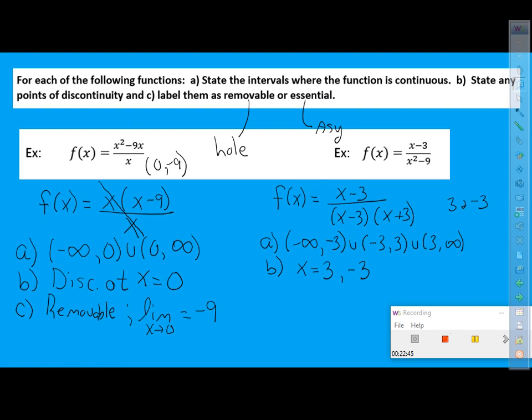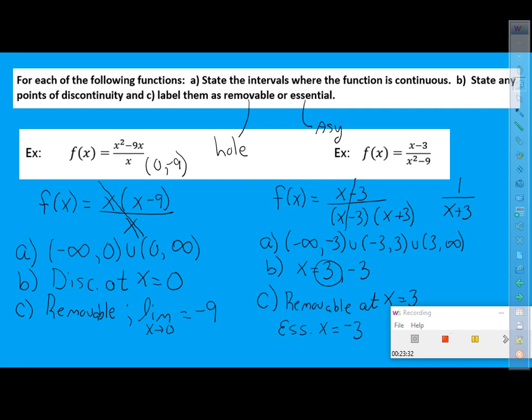Now let's figure out what they are then. Look at this one here. I can remove the x minus 3. So I'm going to say I have a removable discontinuity at x equal 3. I circled it because it means there's a hole in the graph. I have an essential one at x equal negative 3, the part that you can't remove. I know that if you were to graph it, it's going to look like 1 over x plus 3.